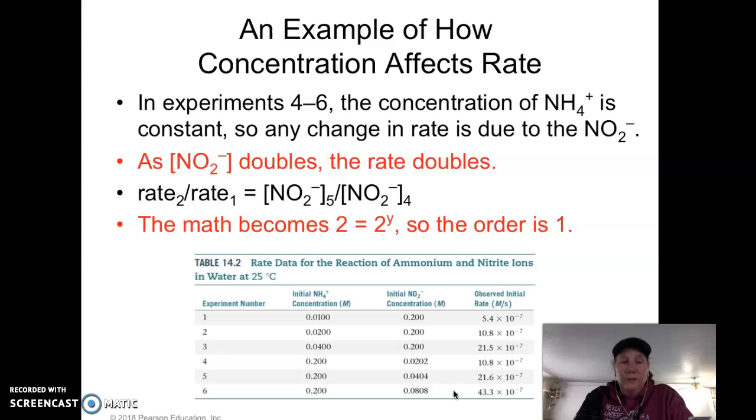That's the first thing you do, is you look at what happens when one stays the same and one changes, and then that's how you can determine the order. So if they do the same thing, it's 1.